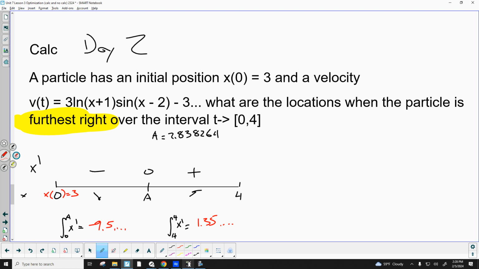When and where is my particle furthest right? Tell your neighbors. Finish the question. Finish it off. When and where is my particle furthest to the right? What is it? Okay, good. Well, that's when. Where? Come on, finish it off.